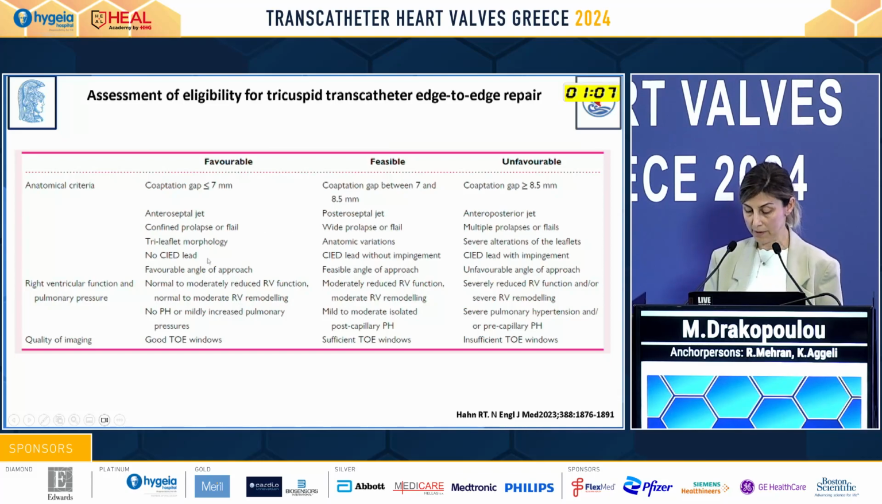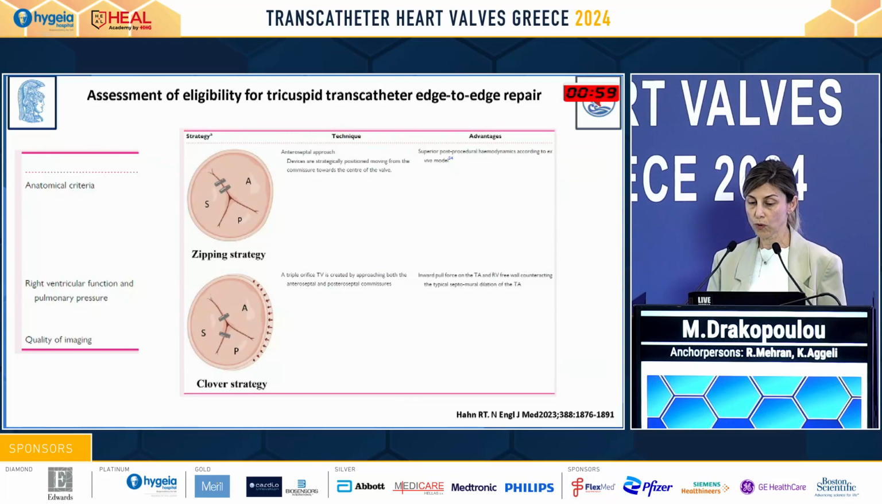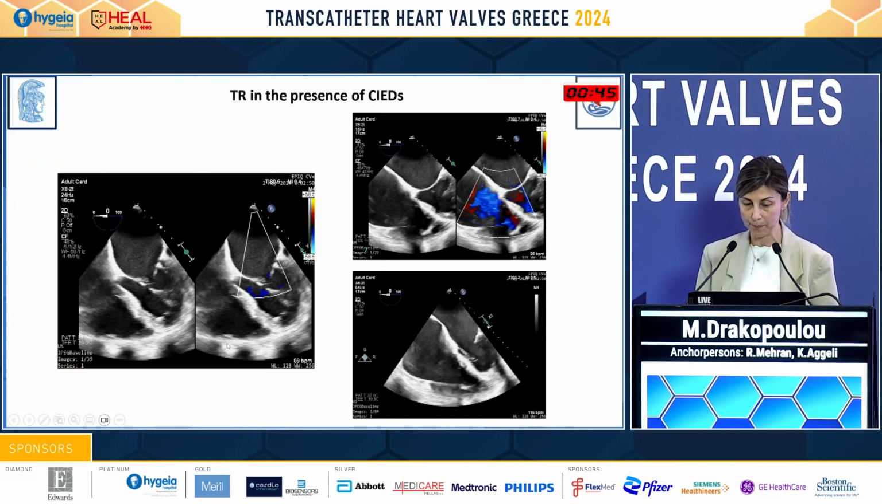We know that the lead at the position of the right heart chambers is a limitation concerning the position of the clip. And of course, there are several techniques that we can plan in order to place the clip at the anteroseptal, or going for another strategy, putting the clip between anterior and septal and posterior position.